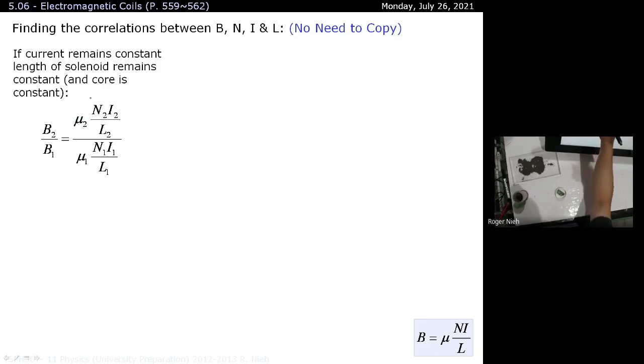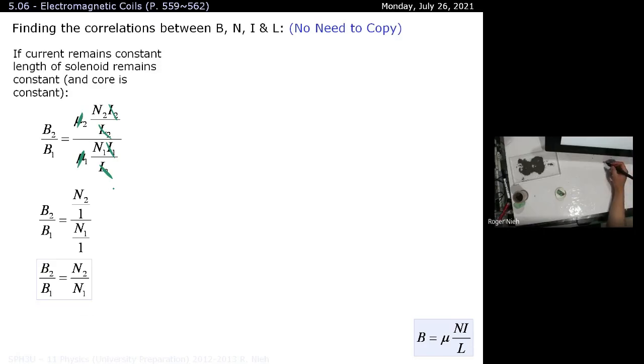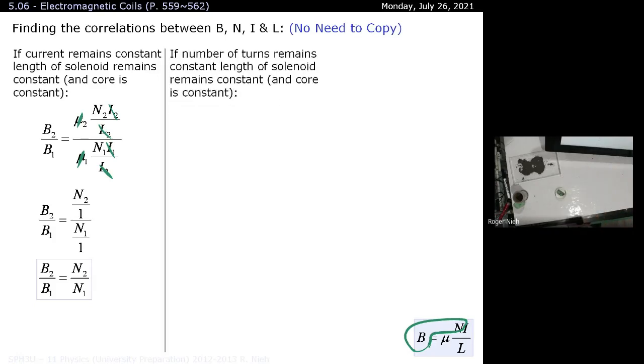Okay, so if the core remains constant, that means mu2 and mu1 are the same value. They'll divide each other out. If the current remains the same, then I2 and I1 cancel each other out. And if L is the same, then these two cancel each other out. What we effectively have is B2 over B1 is equal to N2 over N1. So you should be able to see that B is directly proportionate to the number of turns. You double the turns, you double the B field intensity.